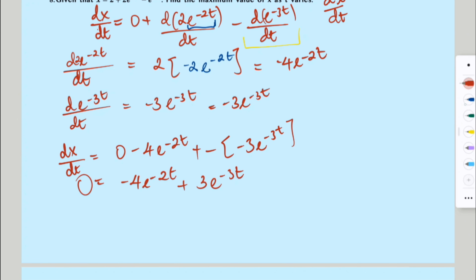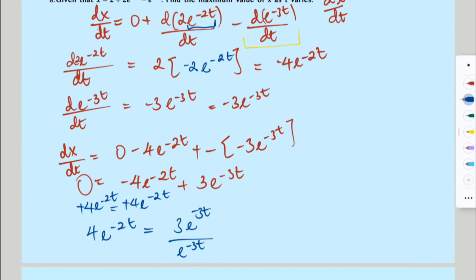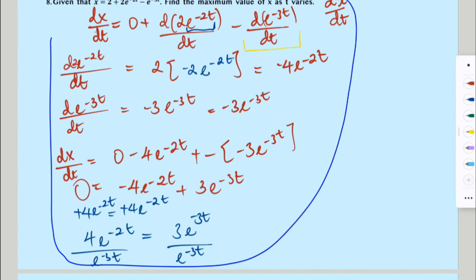So now I'm just going to go ahead and add 4e to the power negative 2t on both sides, so that we have 4e to the power negative 2t equals 3e to the power negative 3t, pardon me, this is supposed to be negative. Okay, simplify. So I would divide both sides by e to the power negative 3t because that's the smaller number. So I'm going to get rid of e to the power negative 3t, just like this.